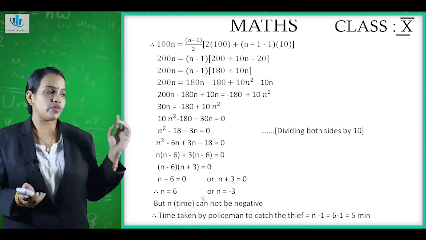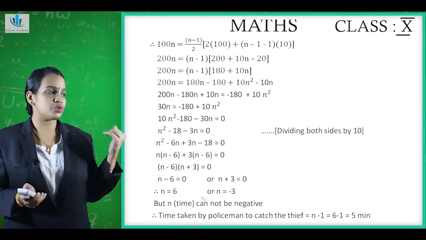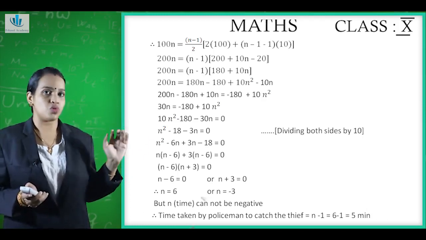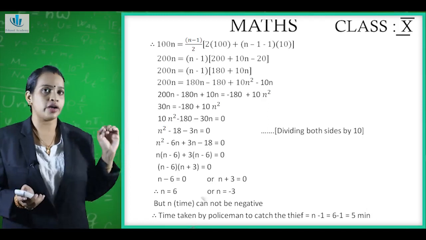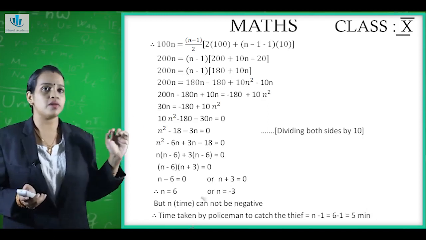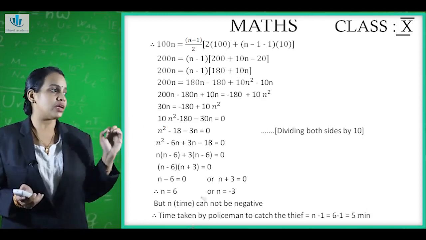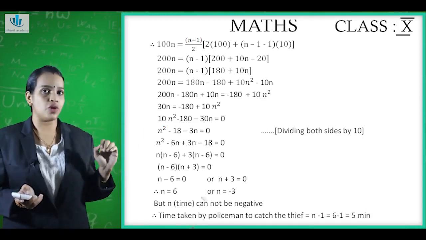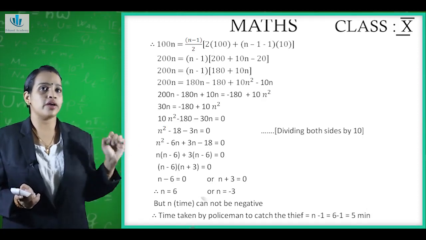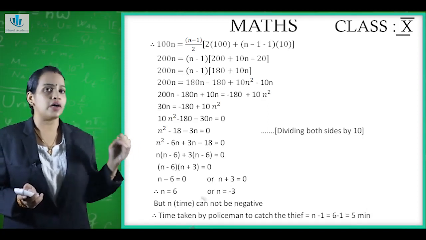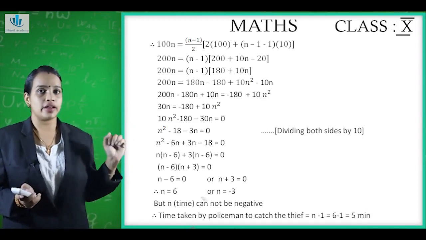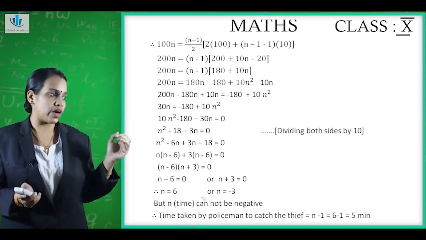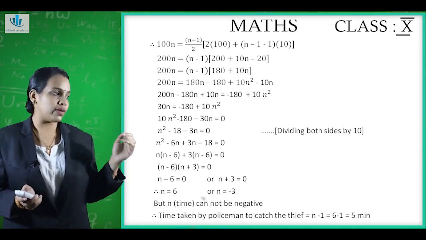So we will take the 2 on the other side. So it becomes 200n is equal to n minus 1, we will take it as common. So it becomes 200 plus, we will open the bracket, 10 into n minus 1, it is minus 10, 2 into 10 it is minus 20. So 200n is equal to n minus 1 into 200 minus 20, it is 180 plus 10n. Now we will open the bracket. So it becomes 180n minus 180 plus 10n square minus 10n.